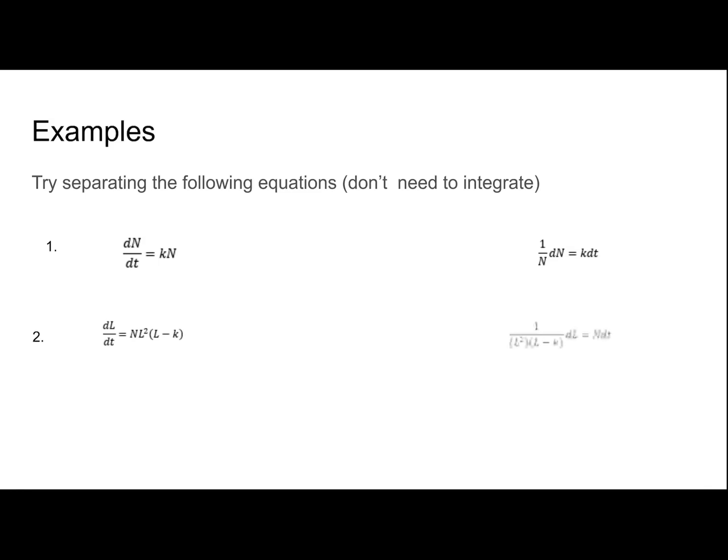Right, so the answer to this one would be 1 over (l squared times (l minus k)) dl equals n dt. Question 3 is dm over dt equals k times the square root of m. Right, so you should have gotten 1 over the square root of m dm equals k dt.